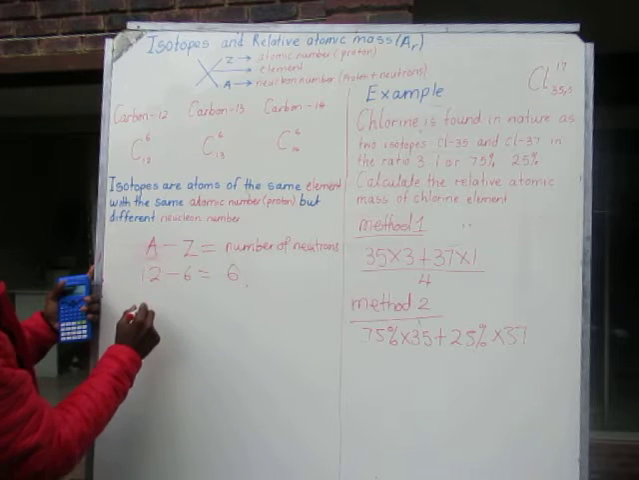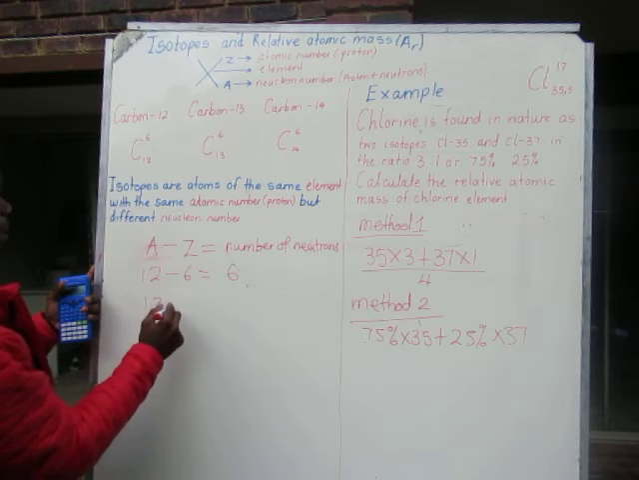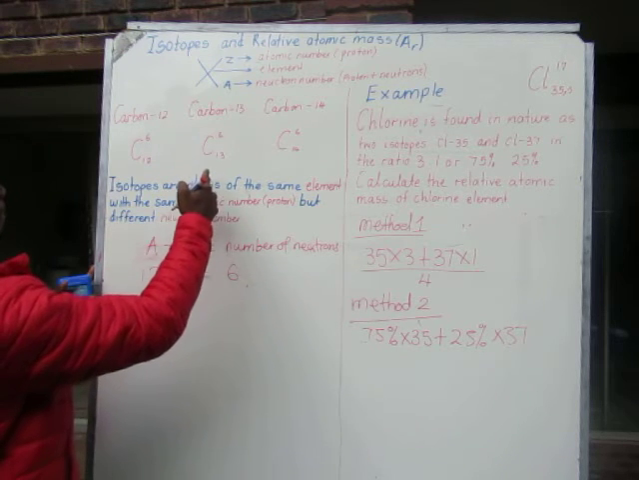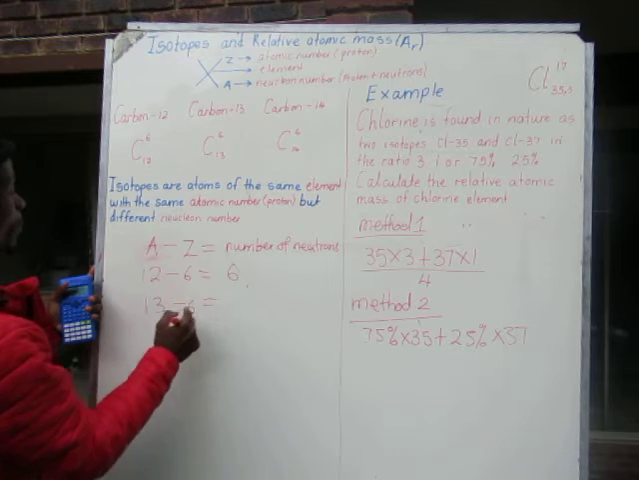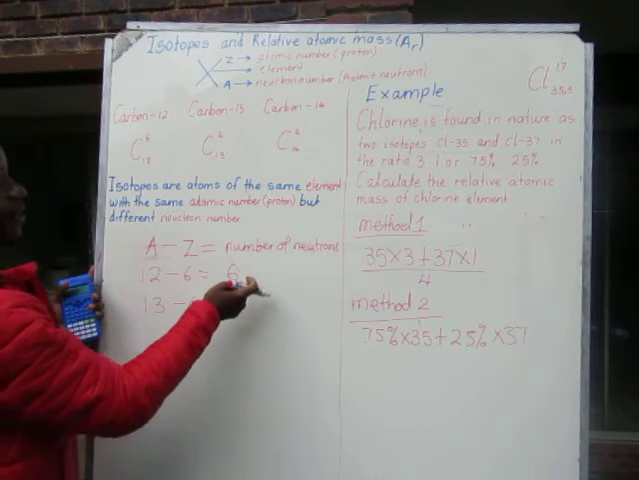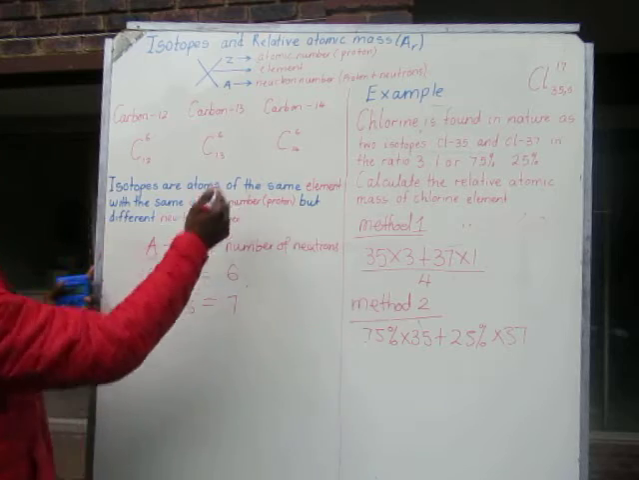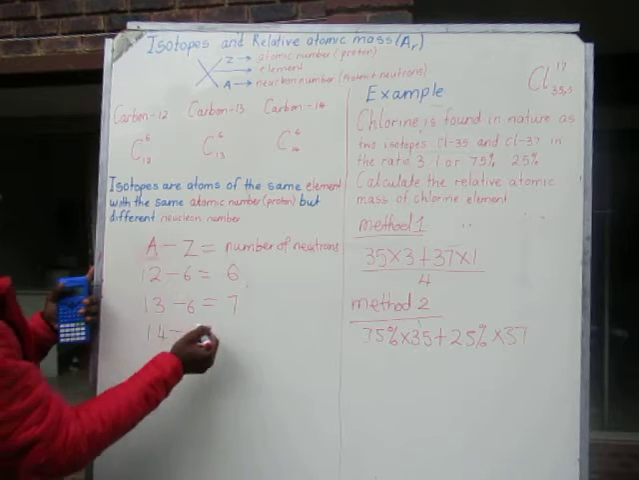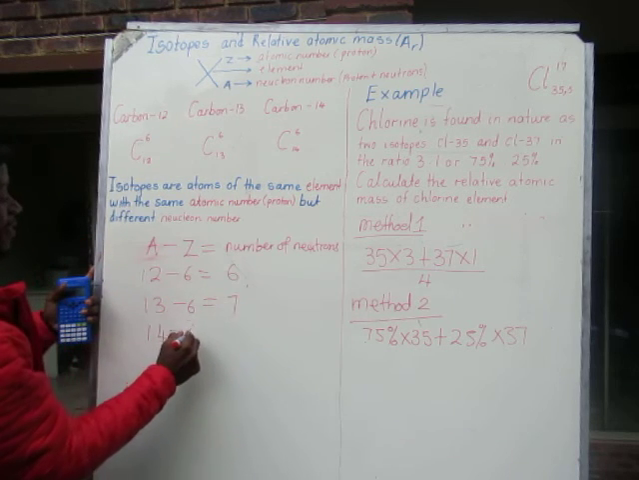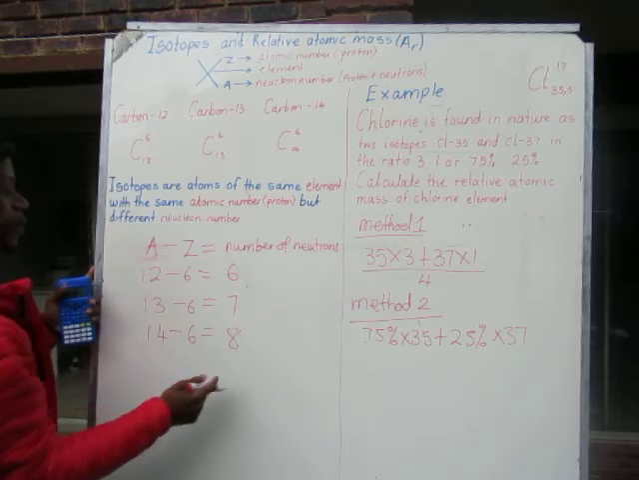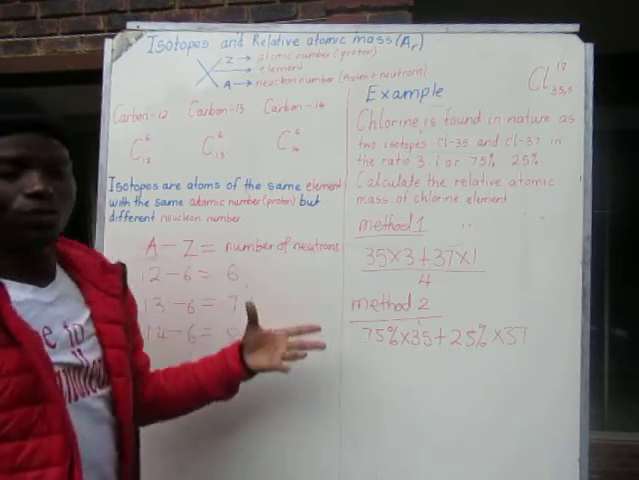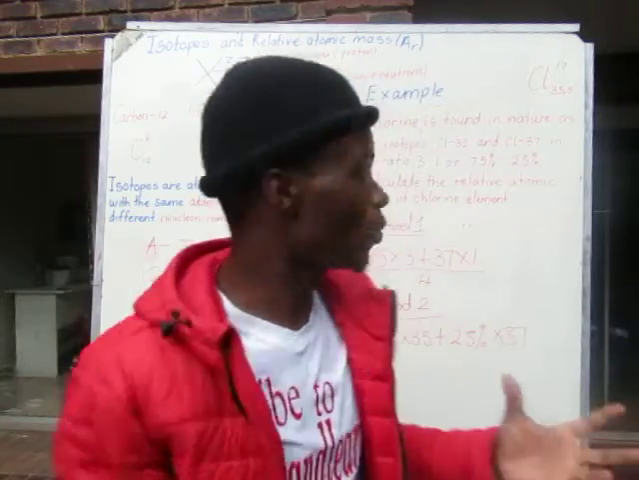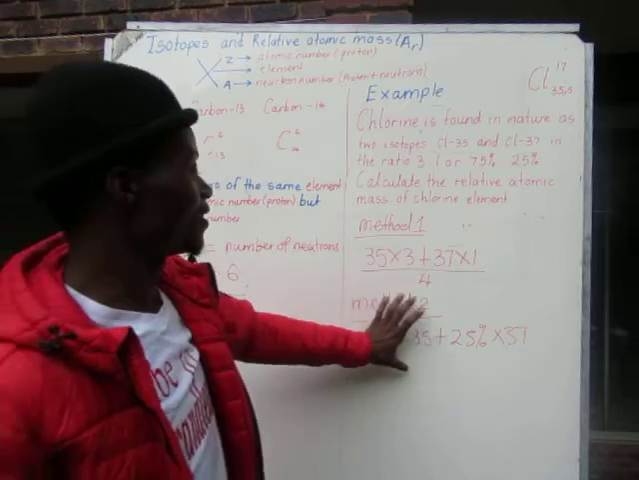In carbon 13 we have 13 nucleon number minus our atomic number being 6. There we go, 13 minus 6, we have 7. So we have 7 neutrons. In carbon 14 we're still going to say our nucleon number is 14 minus our atomic number being 6. There we get 8. So we have 8 neutrons. That means carbon 14 weighs more. So for us to find an average of all these carbon, we need to use these same calculations.